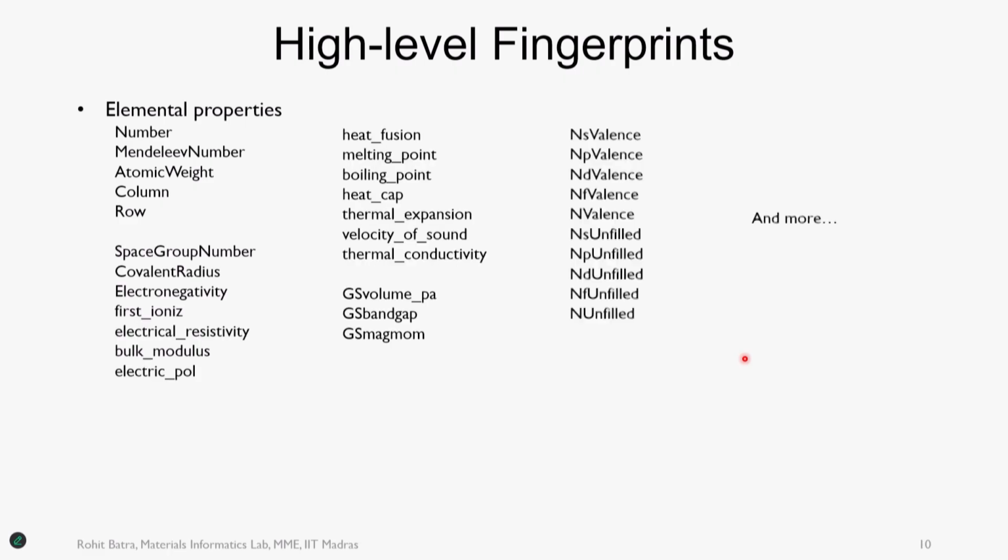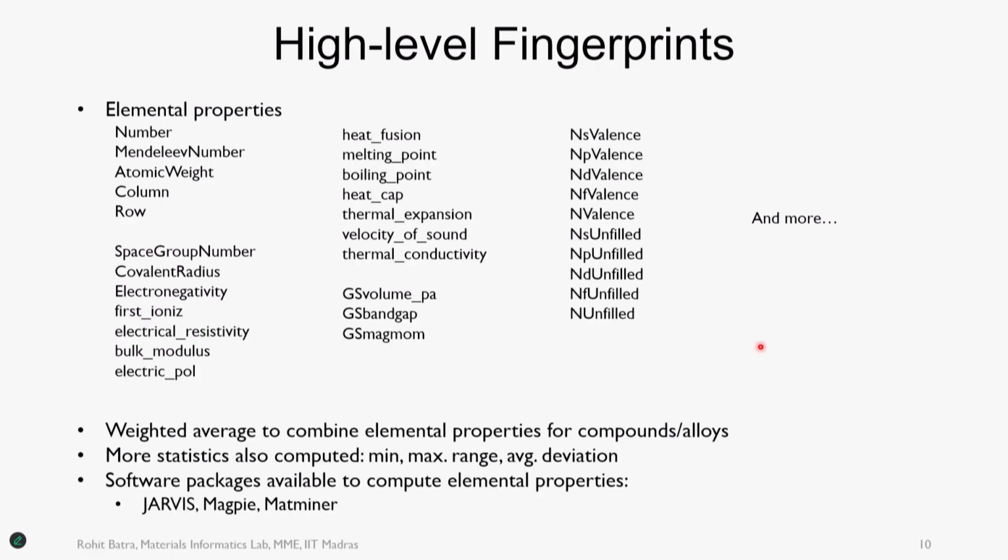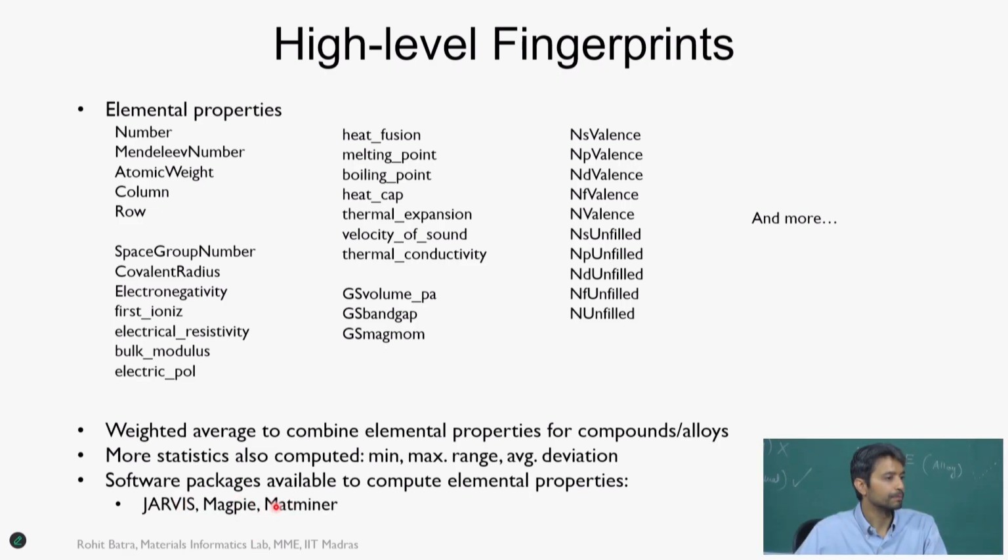Now, there is a huge range of properties we can talk about at an elemental level. We can keep on going, and that is where Kamal comes into the picture. There are a few readily available platforms which will allow you to quickly make features for your database. So Jarvis I have mentioned here. Similarly, there are a few other packages available through which you can make such elemental features for you.